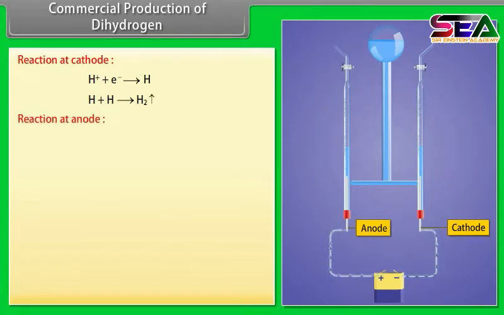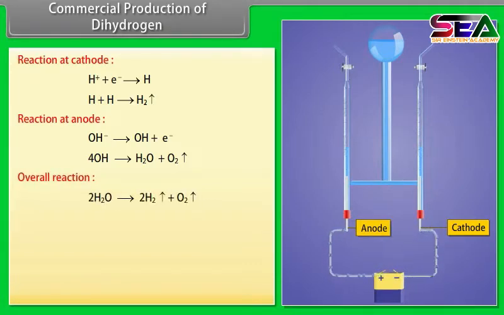Reaction at anode. OH minus gives OH plus electron. 4OH gives 2H2O plus O2. Overall reaction. 2H2O gives 2H2 plus O2.